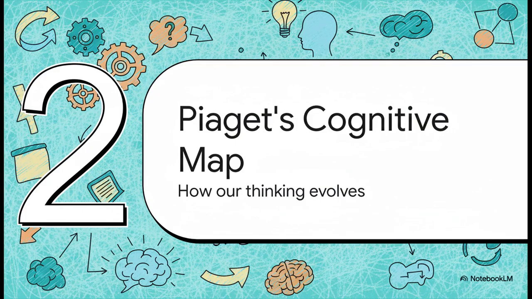Okay, let's get into our first major theorist, the one and only Jean Piaget. He gave us this brilliant map for how our minds develop from the moment we're born all the way into adulthood. This is all about how our thinking changes over time.